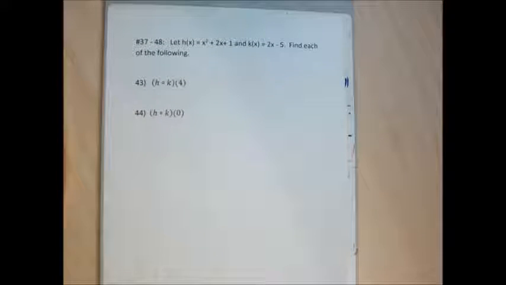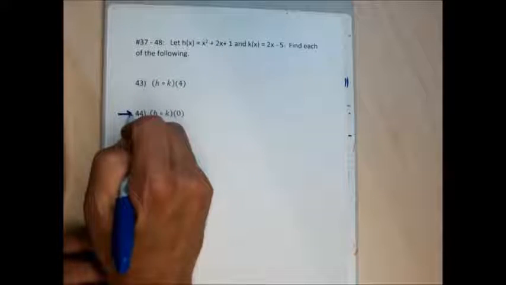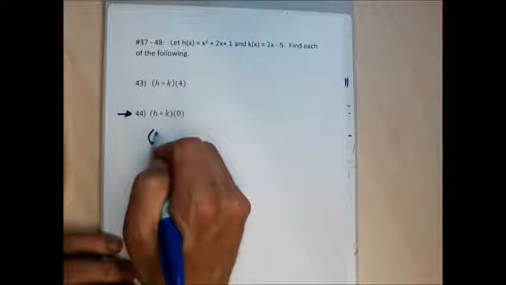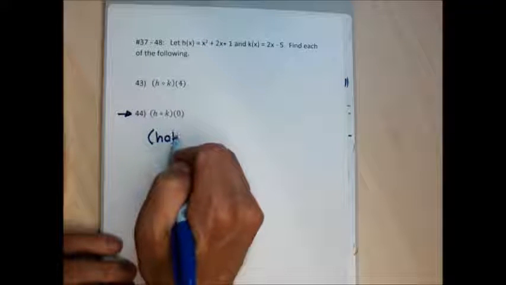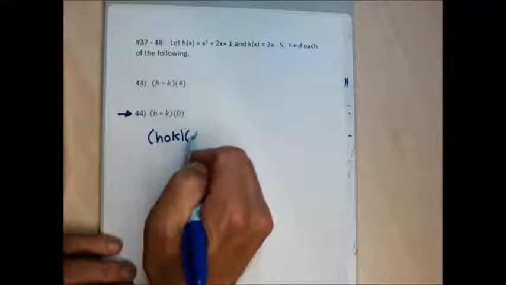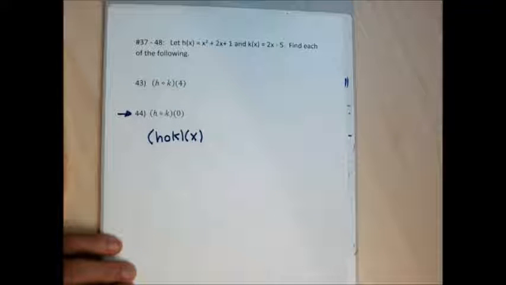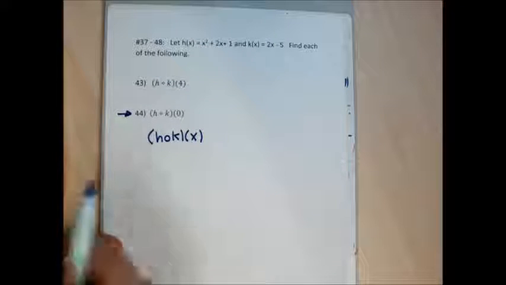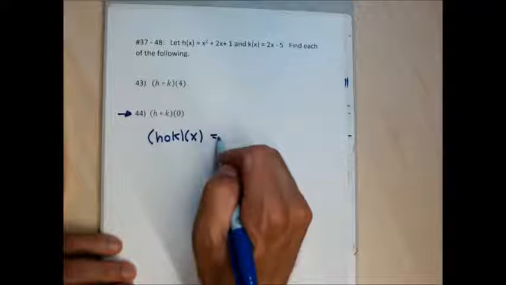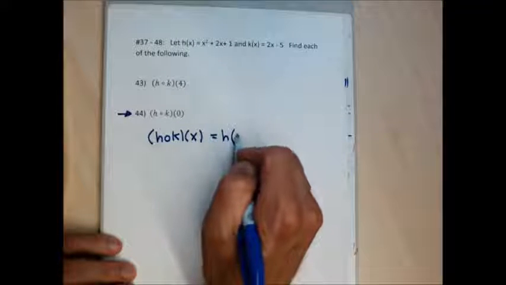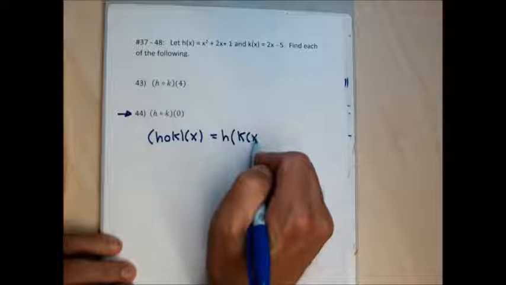The next two problems have composition, which makes them a little bit tougher, but I'm going to start them the same way. As I go to do problem 44, I'm going to find an unsimplified version of the problem, changing the number in the parentheses to an x, and this is composition of functions, which is a little bit harder. H composed with k of x means h of k of x.